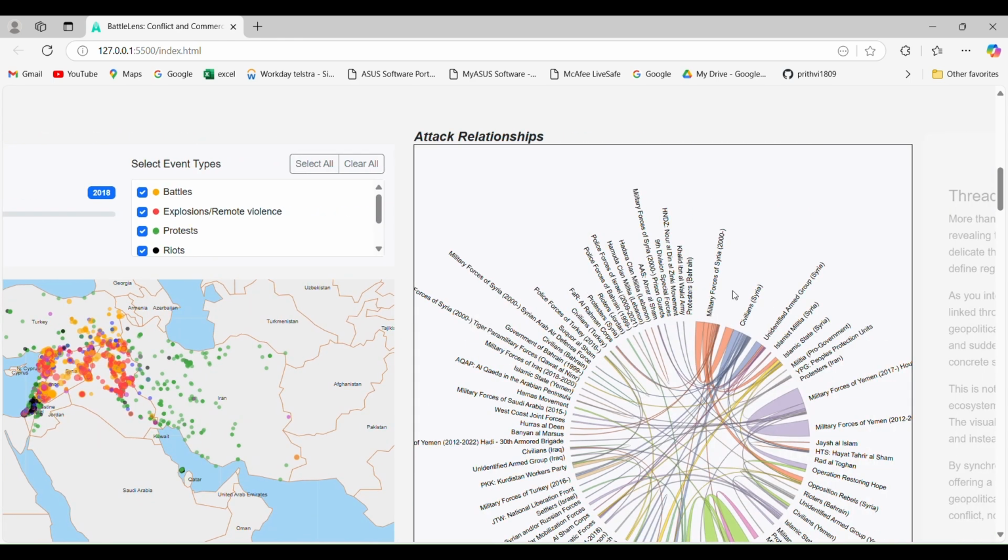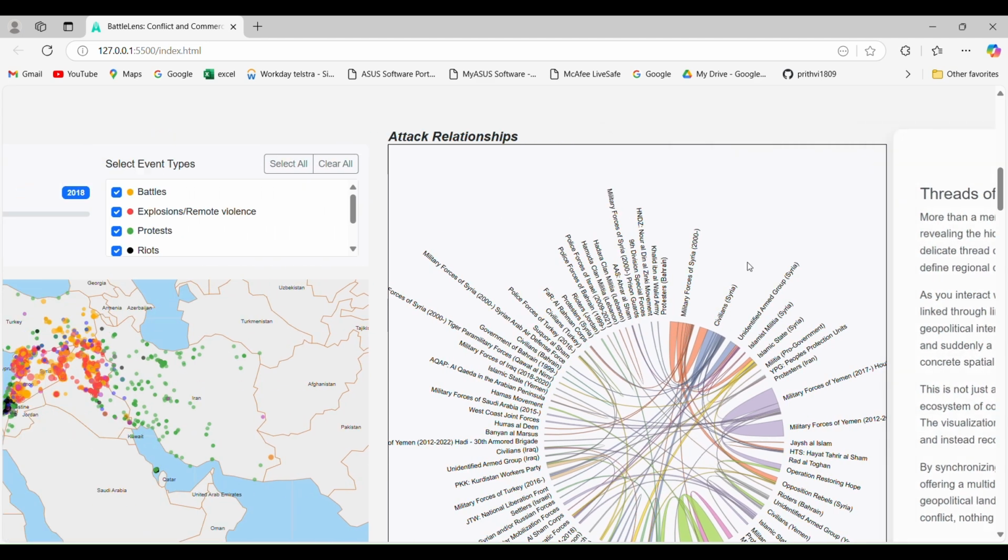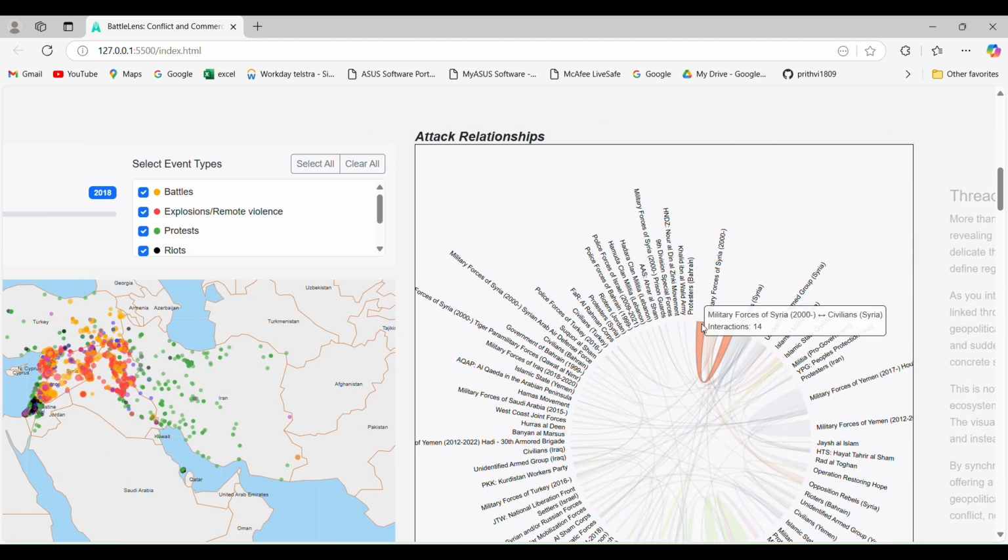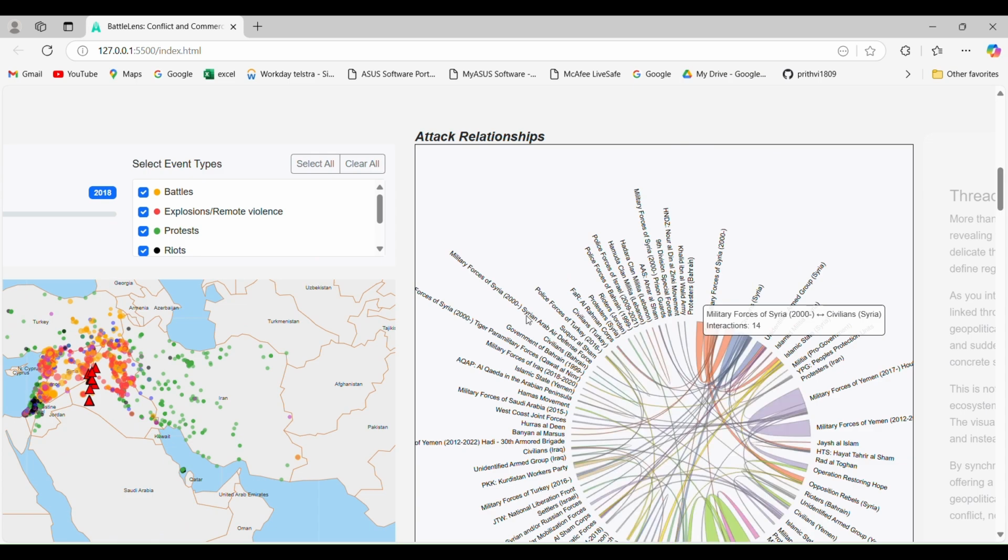Moving on, this is a chord diagram. It shows the parties which were involved in that particular year, and the thickness, the arc length, defines the number of interactions it had. Clicking on it gives the location where that particular event had occurred.